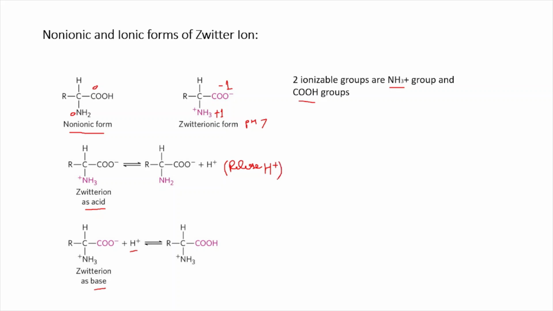Here it is releasing a proton, so it is acting as an acid, and here it is accepting a proton, so it is acting as a base. So it depends totally upon the medium condition whether the amino acid will accept the proton or release the proton. Accordingly, the amino acid will act as an acid if it releases the proton, and it will act as a base if it accepts the proton.